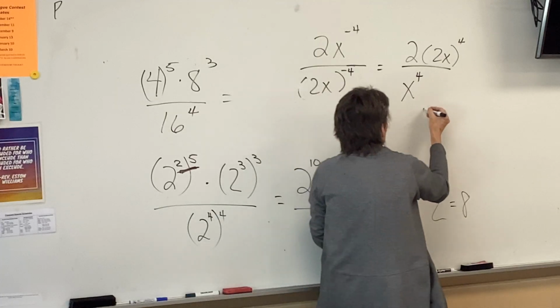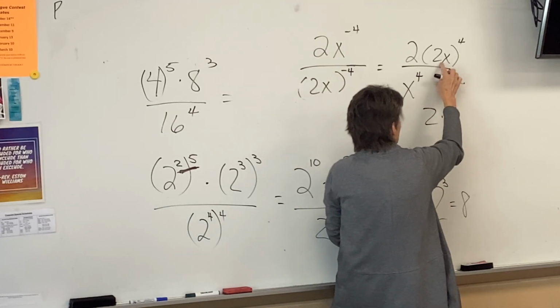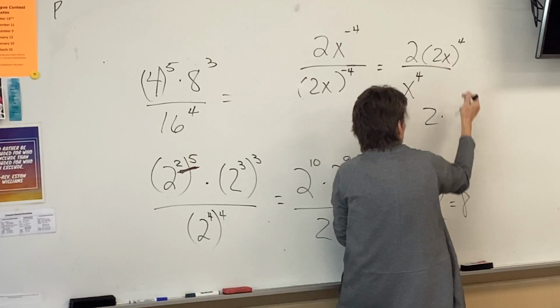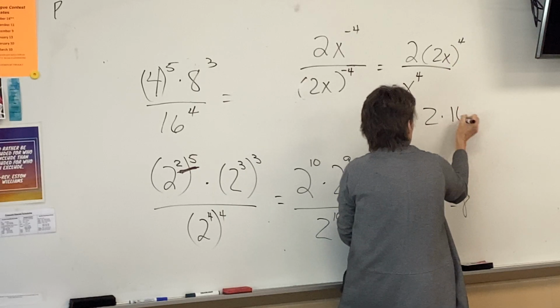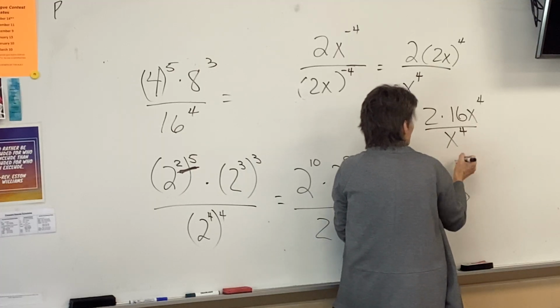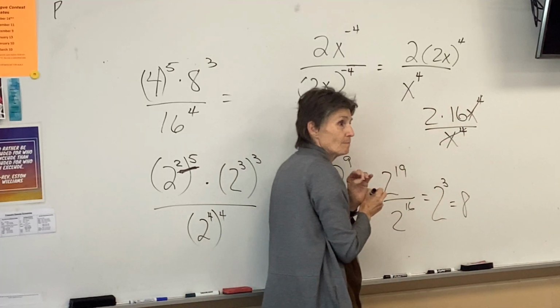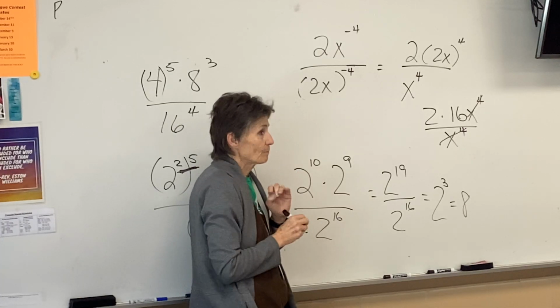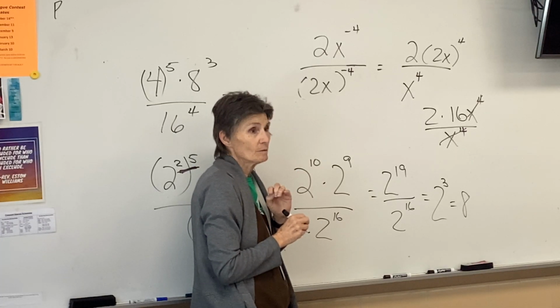Now, this is equal to what? 2x to the 4th is equal to what? What is that? 16x to the 4th. Well, aren't those going to cancel? So the answer is 32. Right? 16 times 2? 32.